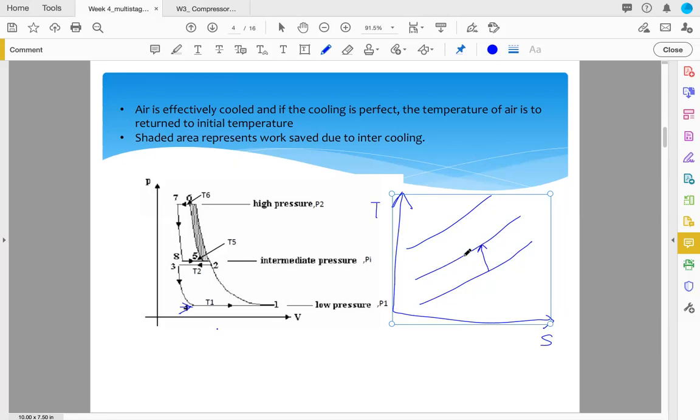And then we cool down 2 to 3, we cool down here. Right, do you remember? We compress it from 1 to 2, and then we cool down the air to the temperature same as T1. This is the isothermal, the perfect cooling. So first 1 to 2, 2 to 3, 3 to 4, okay? We are not looking at the 4 first.